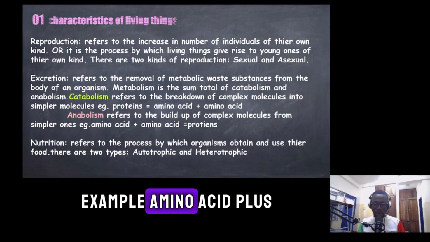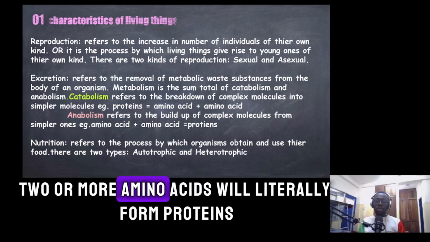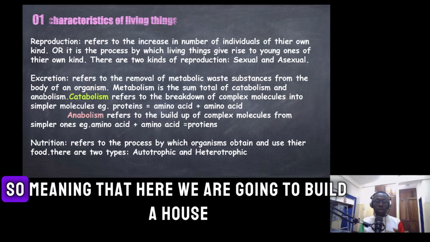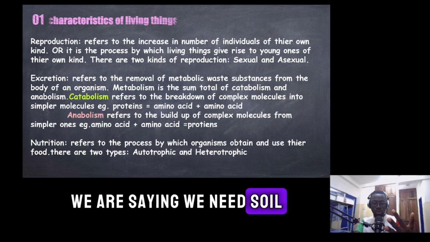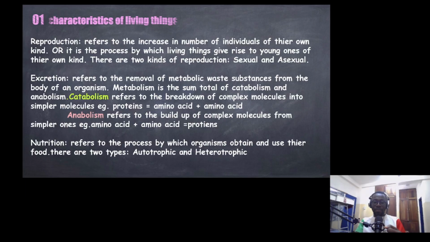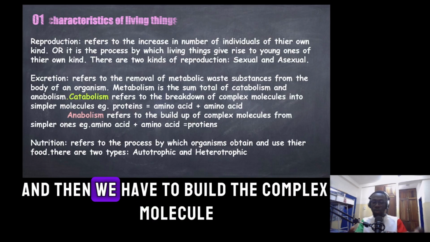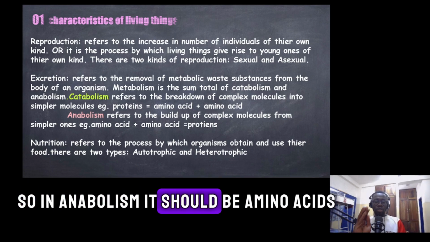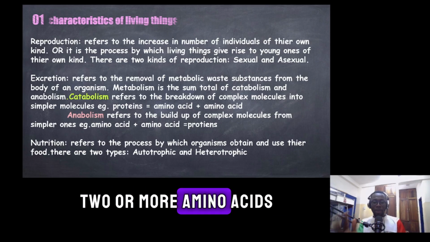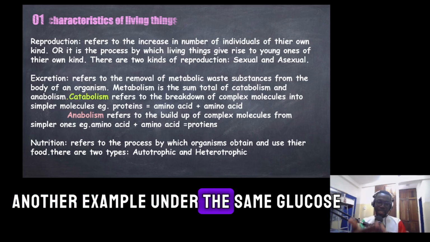Example, two or more amino acids will literally form proteins. Meaning that here we are going to build a house, and in the house first we need a block. And before we get a block, we need soil, we need water, we need cement to create this mortar and then to form a block, and then we have to build the complex molecule we are talking about. So in anabolism, it should be two or more amino acids that have come together to form proteins. Another example, under the same glucose.